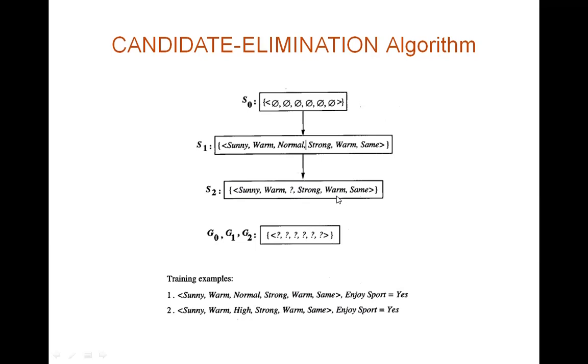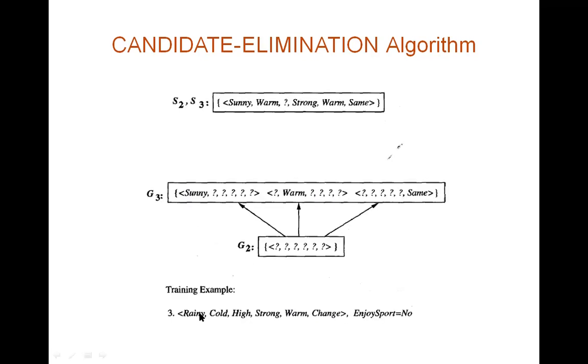When you come to a negative example, the third example is a negative example. When you come to a negative example, the specific boundary will not change. S2 and S3, obviously this hypothesis will say the given example is negative, so we will not alter this. This is final. But G2, if you see, all question marks are there. All question marks means for this negative example, it will say positive. So G2 will change to G3.